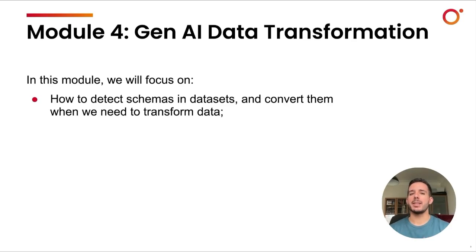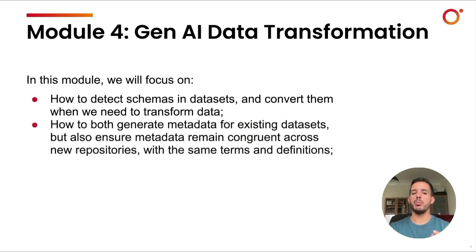So finding out what is the target schema that we need to transform the dataset into and actually carrying that out. Or for example, how to both generate metadata for existing datasets, but also ensure that the metadata that we have will remain congruent across new repositories, or if we change the dataset and we have to change the metadata, with the same terms and definitions. In other words, we can have different terms in different metadata repositories. It's not just about the existence of metadata, but the congruence of metadata, and doing this with GenAI.